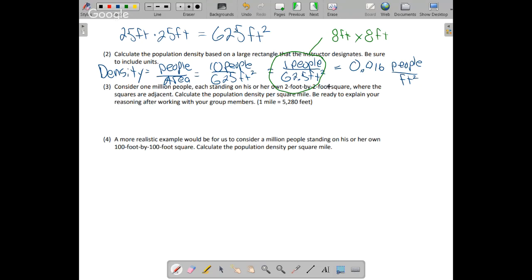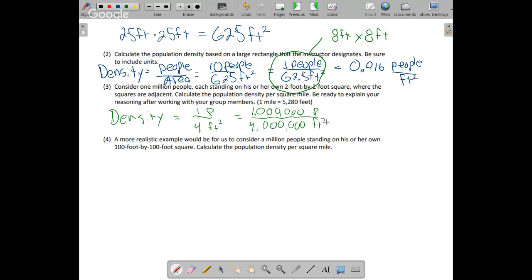So 2 foot by 2 foot square for each person. So that means the density for one person, right? Each person is in their own 2 foot by 2 foot square. So we have one person per 2 times 2 is 4 square feet. If we want to scale that up by 1 million, that means 1 million people, multiply the top by a million people. Well, we have to keep these equal. We have to multiply the bottom by a million.